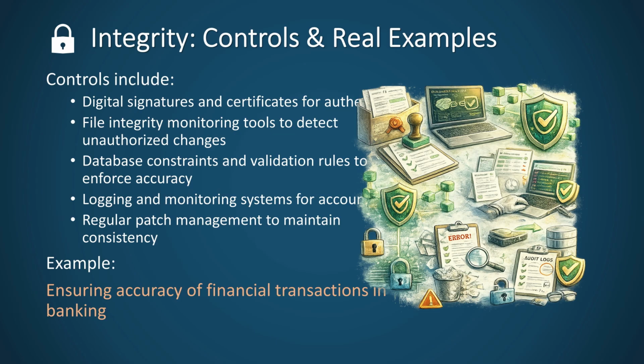To see how this works in real life, let's take the example of banking. Financial transactions must remain accurate and tamper-proof. If transaction records are altered, even slightly, it could lead to fraud, financial loss, or regulatory trouble. That's why banks rely heavily on these integrity controls. So, integrity controls aren't just technical features hidden in systems. They are practical tools that protect accuracy, build trust, and keep organizations safe. When confidentiality makes sure data stays private, integrity makes sure it stays correct. Together, they ensure information is reliable and dependable.